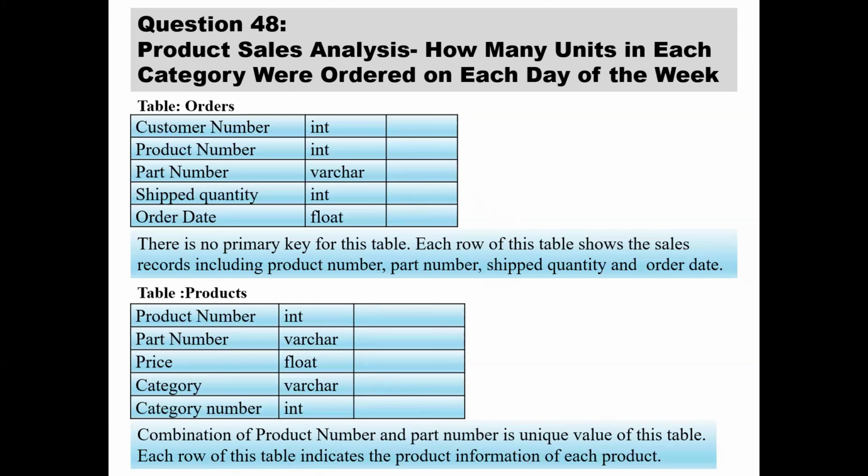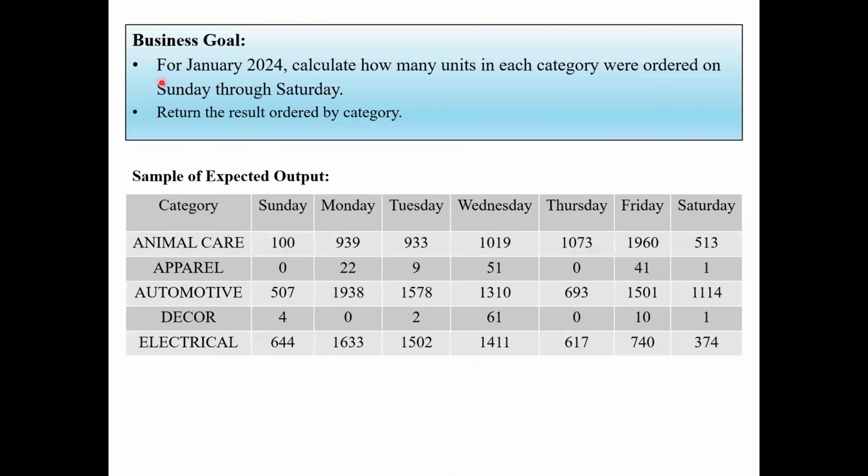Our task is, for January 2024, calculate how many units in each category were ordered on Sunday through Saturday, and return the result ordered by category. Here's what the result should look like. This table gives a clear day-by-day breakdown of sales for each product category.